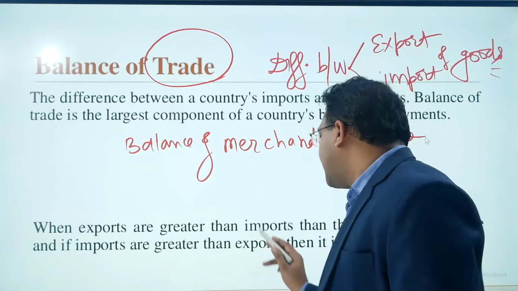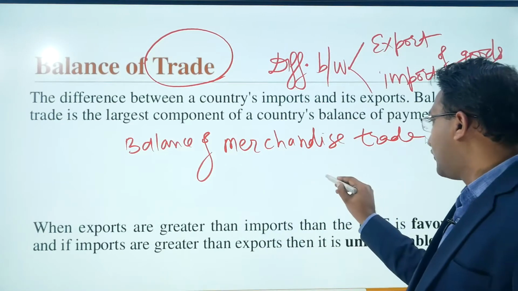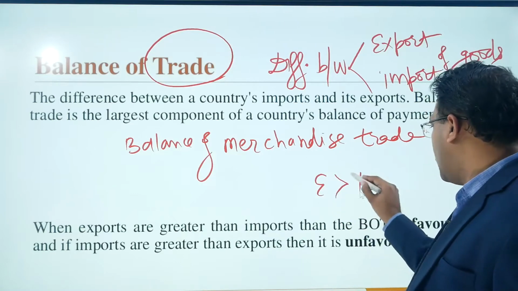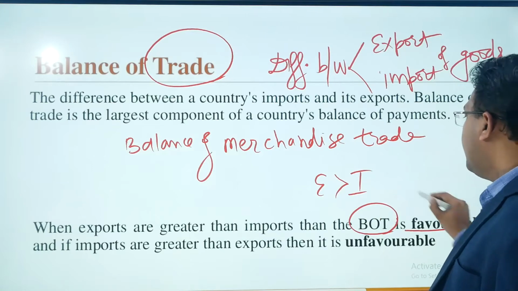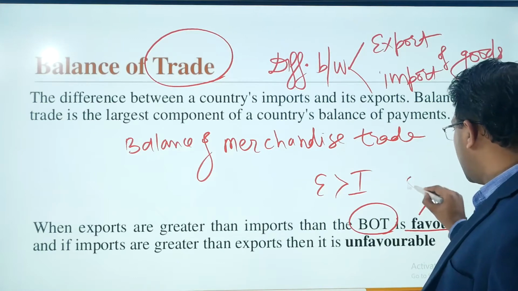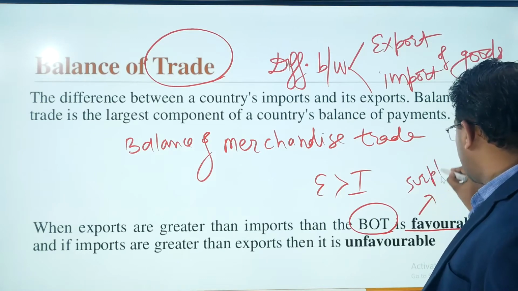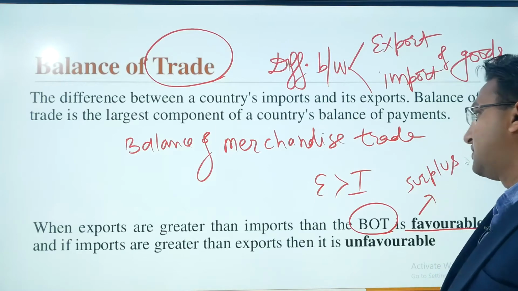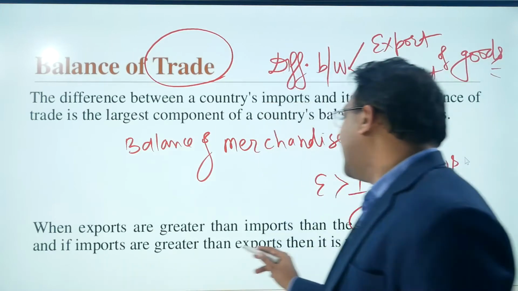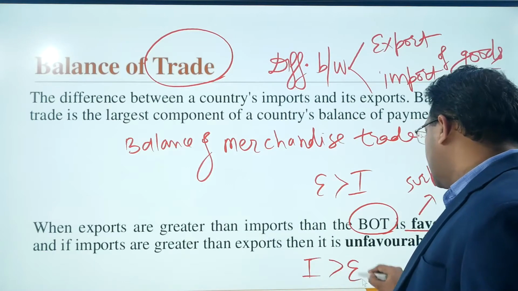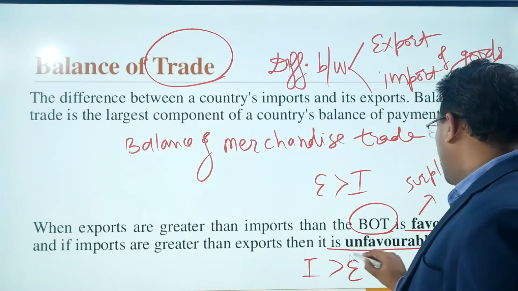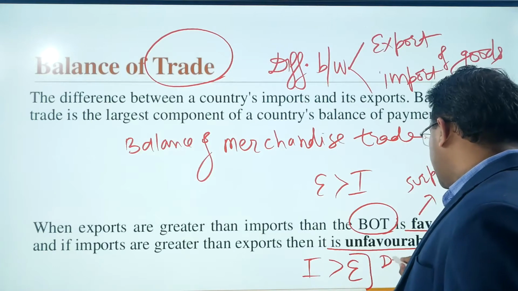When exports are greater than imports, then the balance of trade, or BOT, is favorable, right? Favorable means this is also called surplus. And if imports are greater than exports, then this is unfavorable, or we also call it deficit.